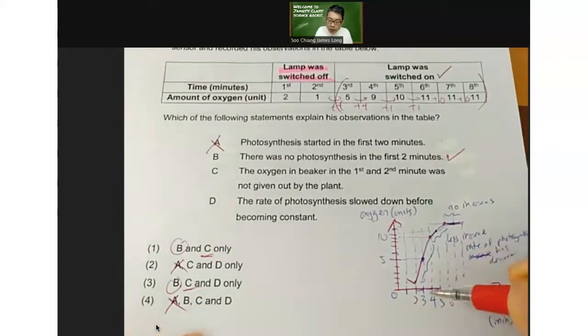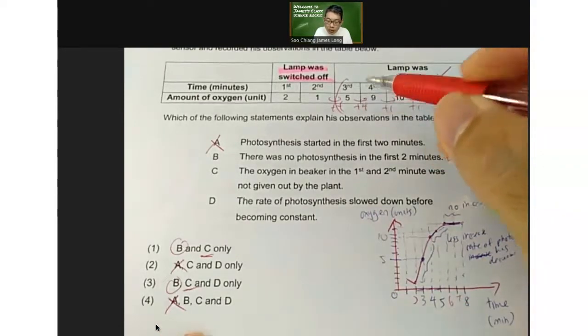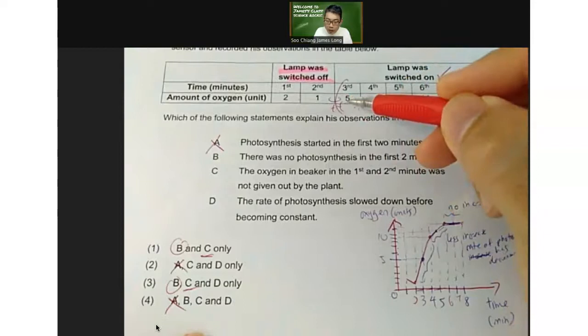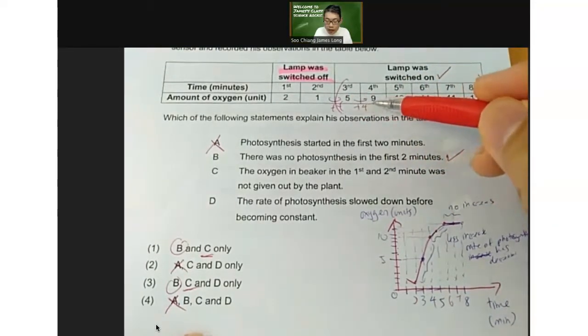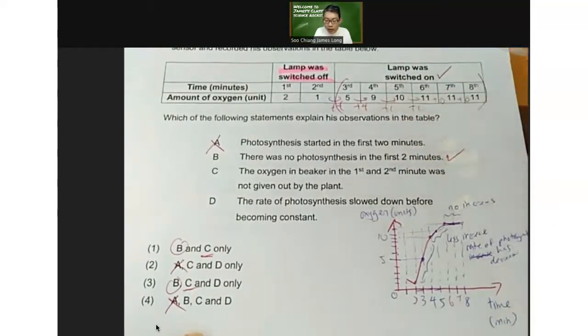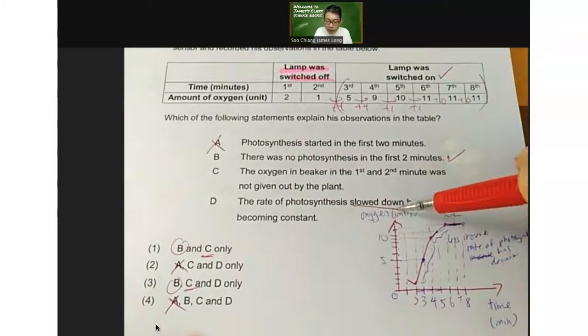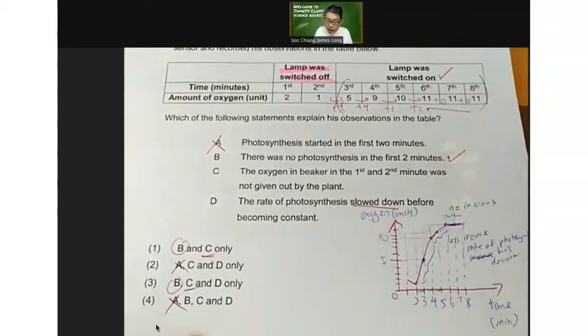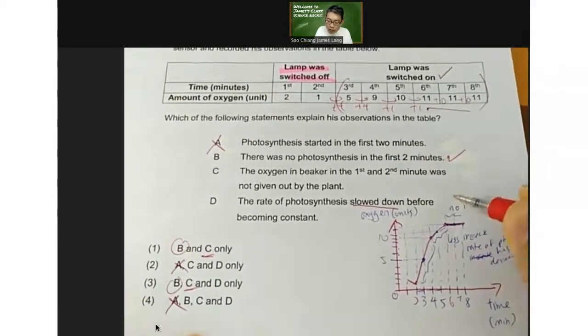So again, as you can see here, the rate was increasing a lot. Right? The increase was by 4 bubbles, increased by another 4. Here the increase was less. So the rate of increase has dropped. The rate of photosynthesis has slowed down before becoming constant. Constant means here, see, no increase. Constant equals no increase.